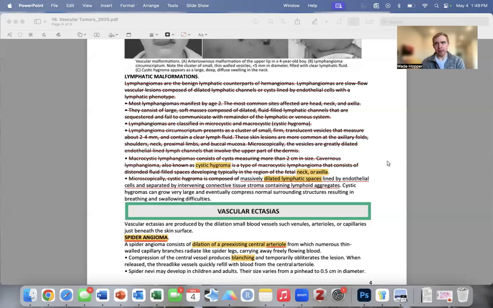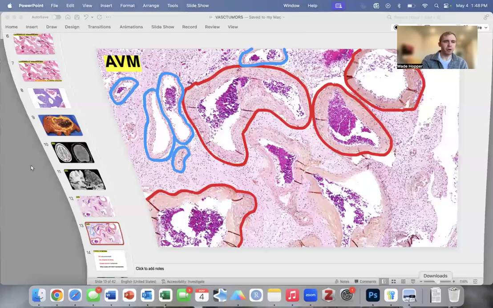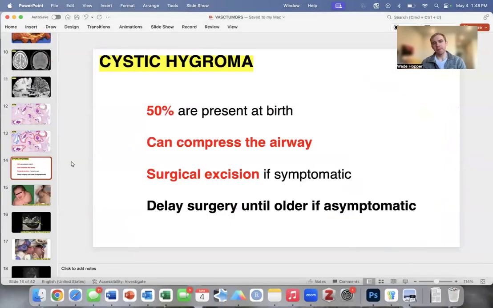Rarely adults get them spontaneously. And due to the location of these structures, they can cause airway compression if they're large enough. And as opposed to something like a salmon patch, a cystic hygroma is probably something that should be surgically excised, undoubtedly if it's symptomatic. And if it's asymptomatic at birth, if it's small but still obvious, then you can talk about delaying surgery until the child has grown up a little bit.